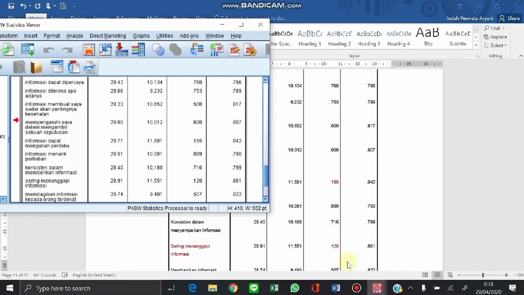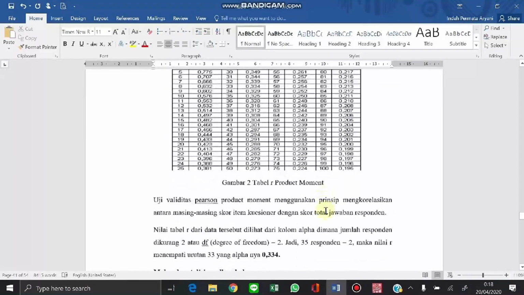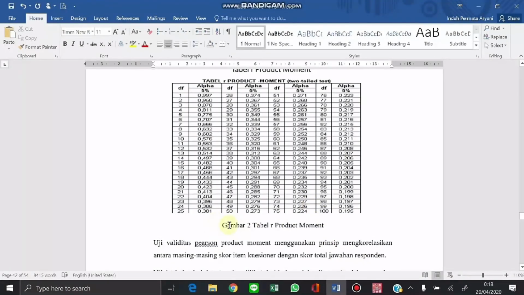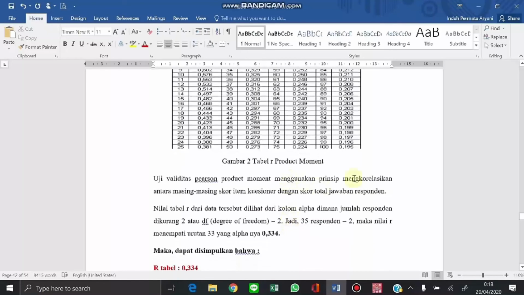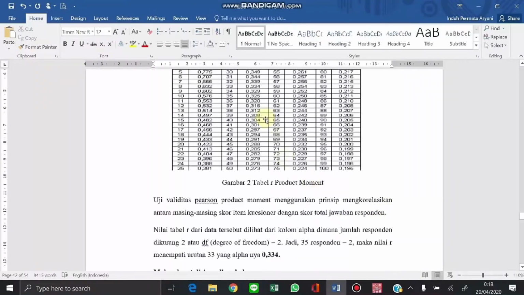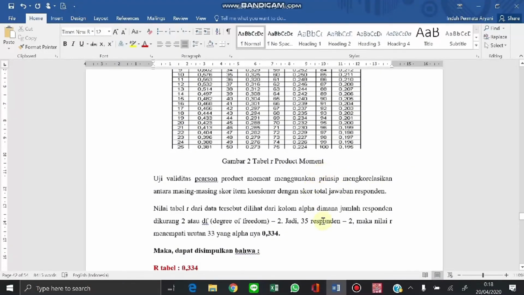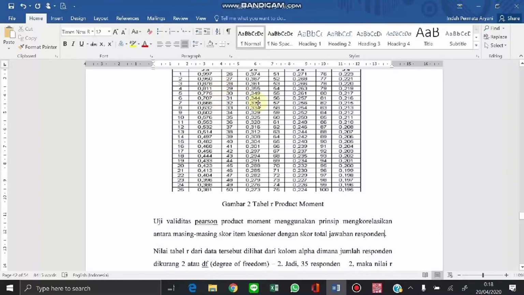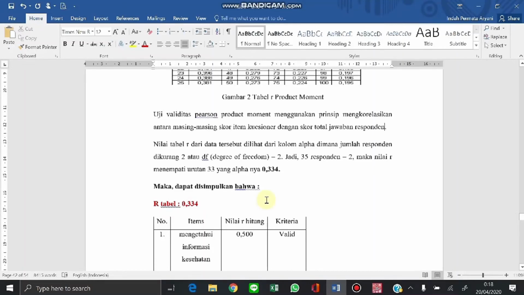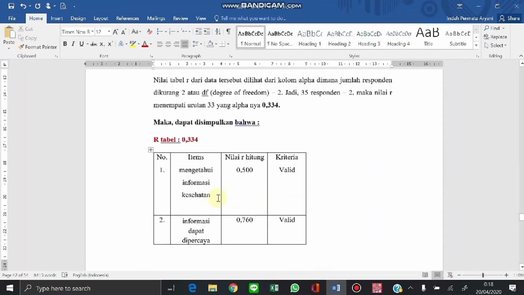So, okay. If we want to test the validity, we will use the product moment. The product moment uses the principle of correlating the scores of questionnaire items with the total score of respondents' answers. The table R value of the data is seen from the alpha column where the number of respondents is reduced by 2, or degrees of freedom. So 35 respondents minus 2 is 33, so the R value for rank 33 with alpha is 0.334. Then it can be concluded that if the R value is more than 0.334, the data is valid.